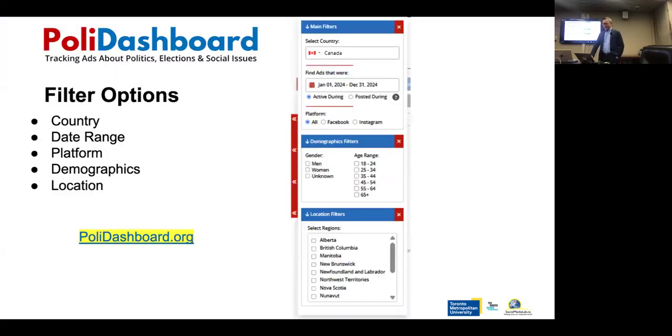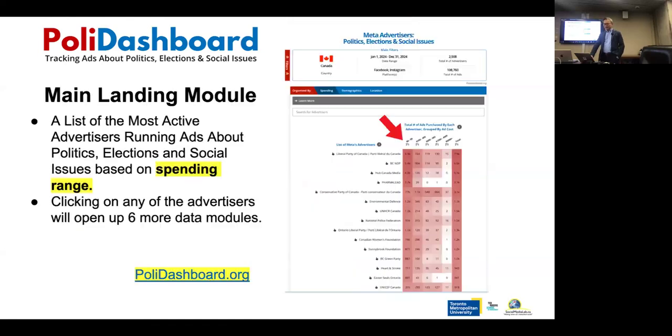So recently we added the ability to filter. When you come to Poly Dashboard, you select the country that you want, the date range, the platform that you want to see the ads from, and the demographics and location. Once you select that, it gives you a list of all advertisers that meet those criteria, right? And then you can go through and check who these advertisers are.